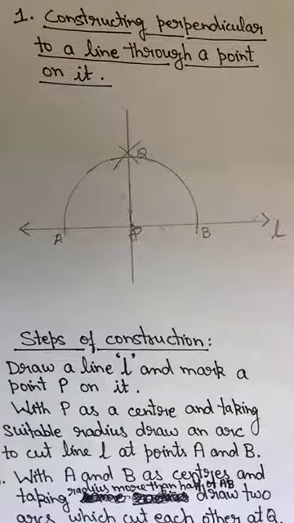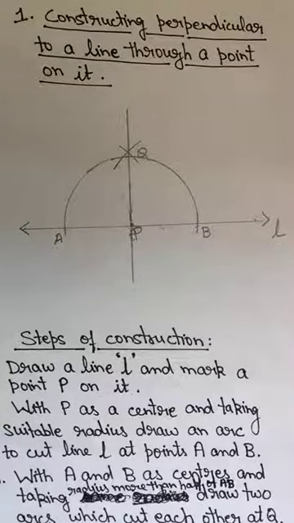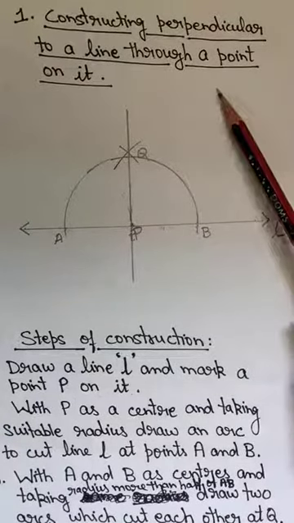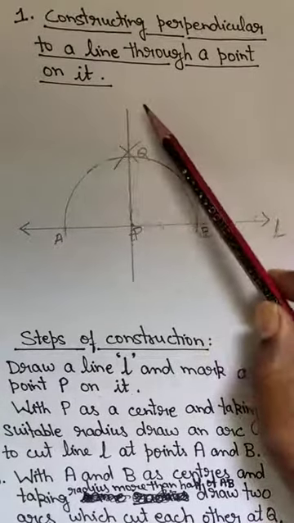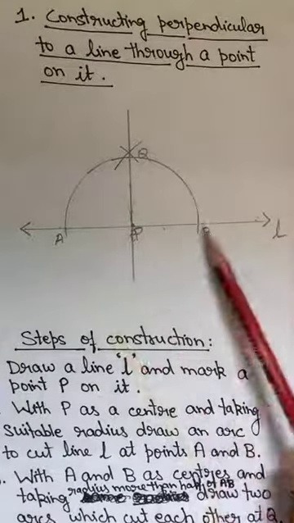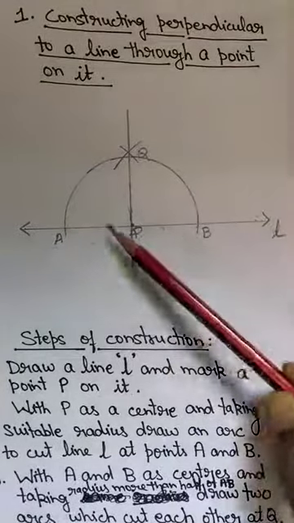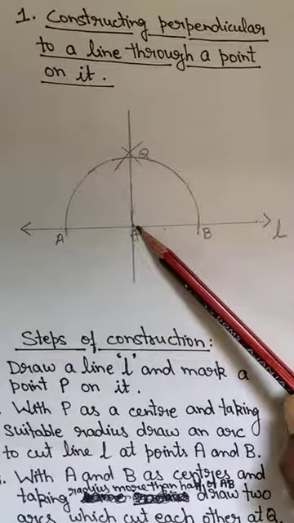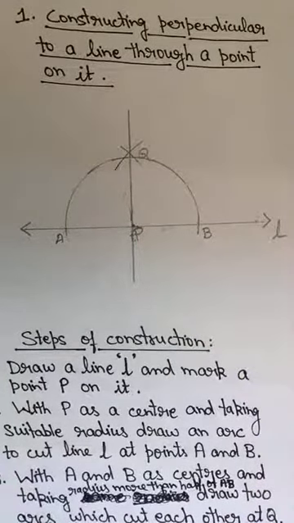Next topic was constructing a perpendicular to a line through a point on it. When a point is given on the line, draw a line L, mark a point P on it. Now with P as a center and taking a suitable radius, draw an arc which cuts line L at 2 points A and B.